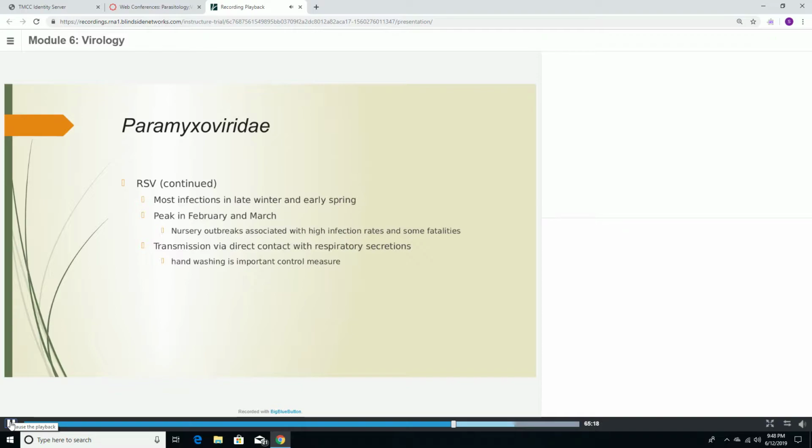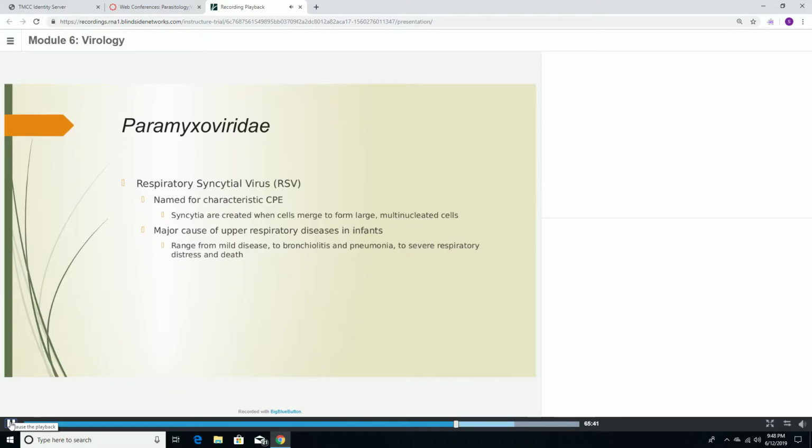With RSV, most infections are in late winter and early spring, and it peaks in February and March. Nursery outbreaks are associated with high infection rates and some fatalities. Transmission is via direct contact with respiratory secretions. So hand washing is very important, just like with any other virus and bacteria. We want to make sure we wash our hands so that we're not coming in contact with these respiratory secretions.